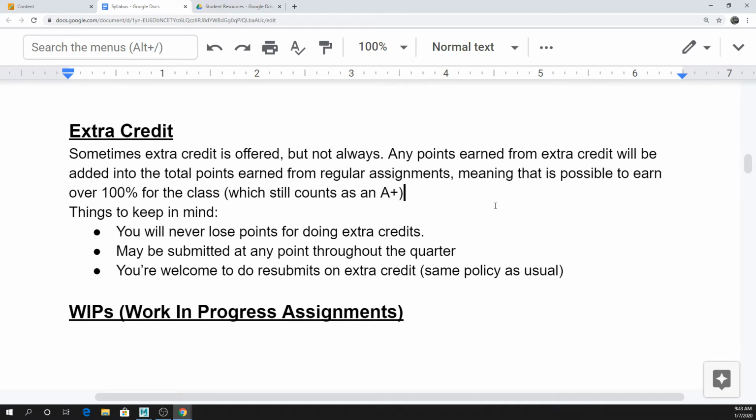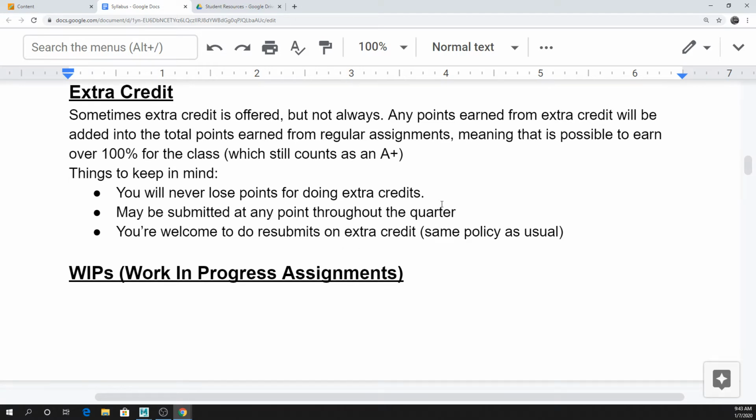But basically, those extra points, you'll never lose points for doing extra credit because that's mean. Any points you get will just be added on to the total points for your grade. So theoretically, you could get above 100% for the class. It still counts as an A+, but I guess you'd get bragging rights for that. I don't know.